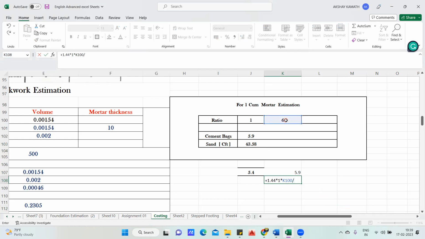So this you divide by total ratio. Total ratio is 1 plus 6. Close the bracket. Now you multiply this by 35.31 because I want it in CFT. So which is 43.58. You can see same answer I have got here.